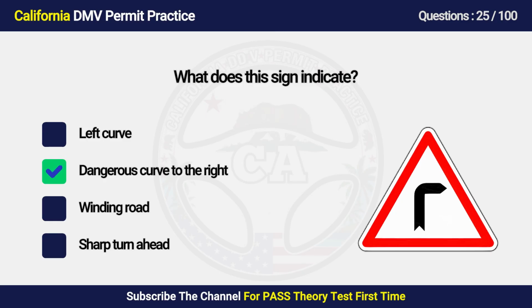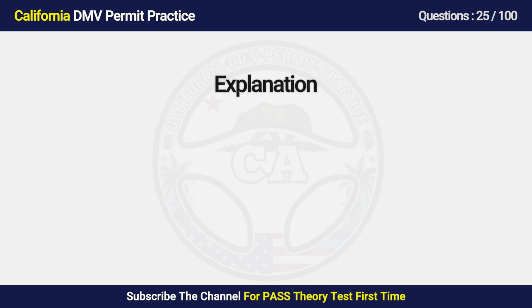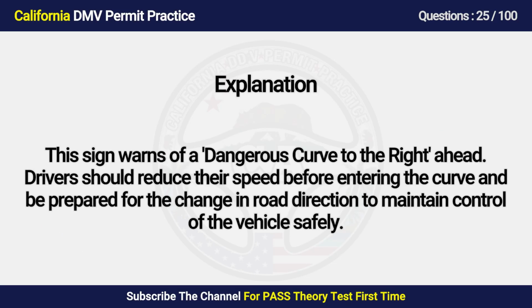Answer is B. Dangerous curve to the right. This sign warns of a dangerous curve to the right ahead. Drivers should reduce their speed before entering the curve and be prepared for the change in road direction to maintain control of the vehicle safely.